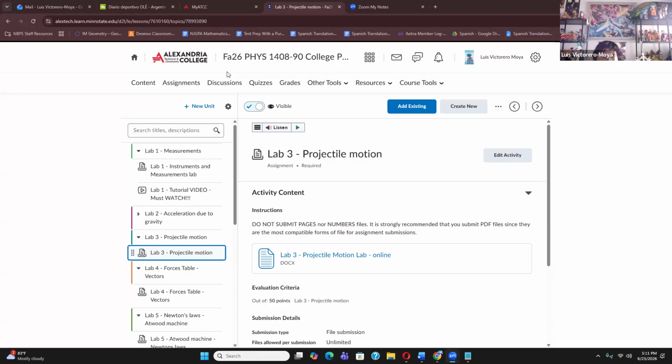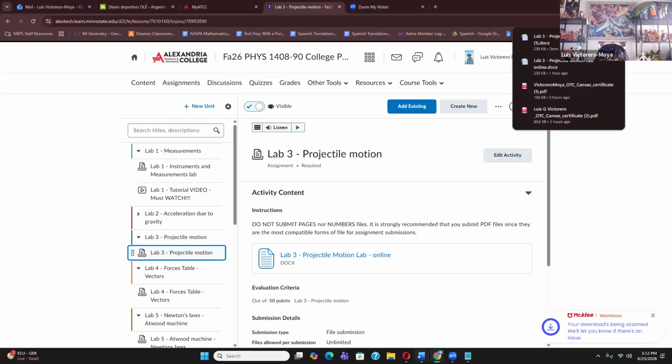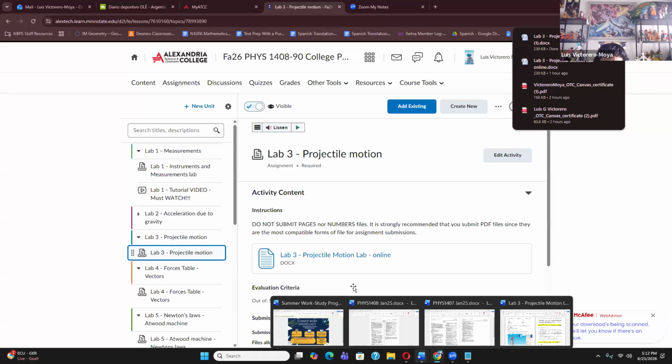Hello everyone. This is the tutorial for lab number 3, projectile motion. The lab that you can find here in Brightspace. You can download it like the previous labs. If you use Word, you will have a file like this.